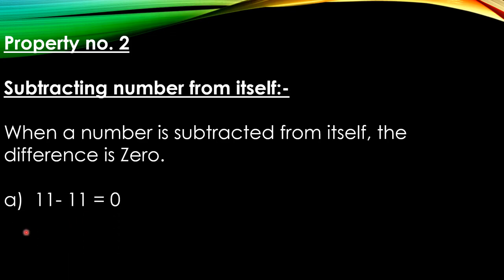Let's see how. 11 minus 11. ठीक है? That is equal to 0. Or you can say if you have 2 chocolates and you will give 2 chocolates to your friend, then how many are left with you? That is 0. Understood? It means when we subtract a number from the number itself. कौन सा नंबर हम सब्ट्रैक्ट कर रहे हैं? सेम नंबर जो हमारे पास है उसी नंबर को ही हम सब्ट्रैक्ट कर रहे हैं. Then the difference is 0. Here in B part, 45 minus 45, that is equal to 0 because we are subtracting the same number.